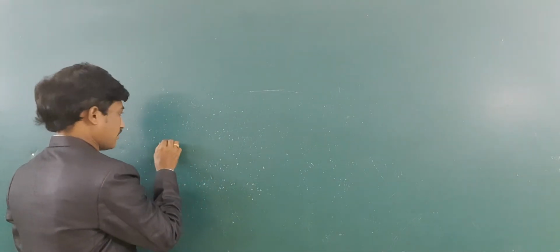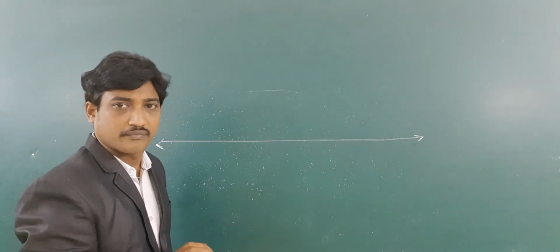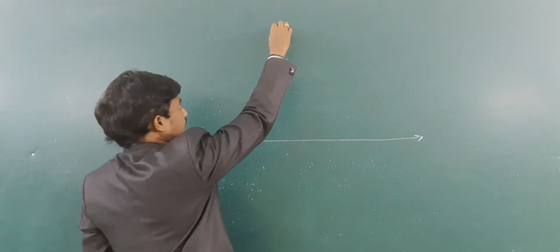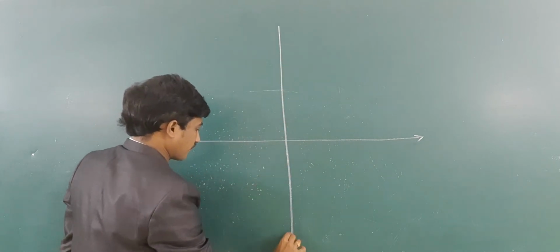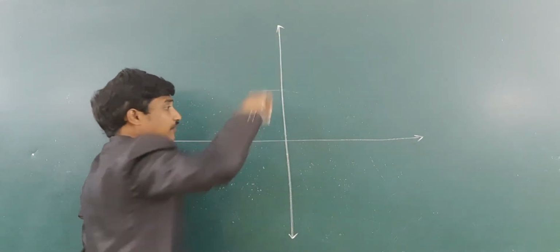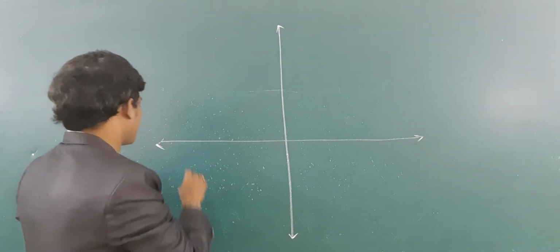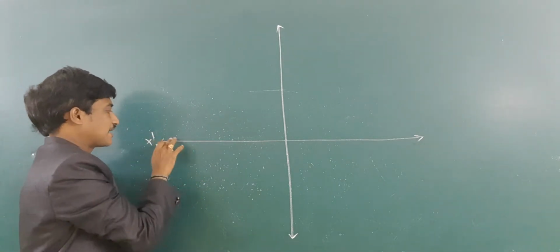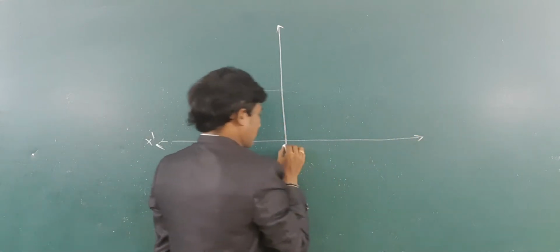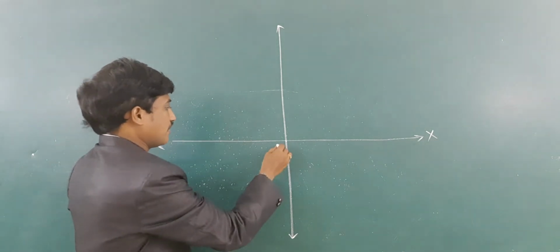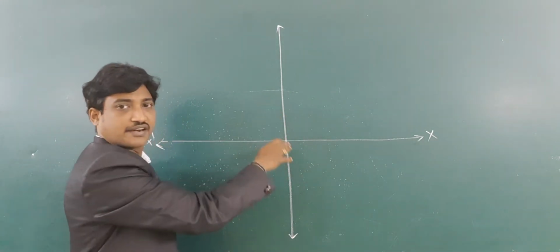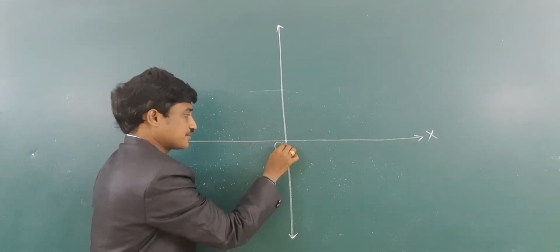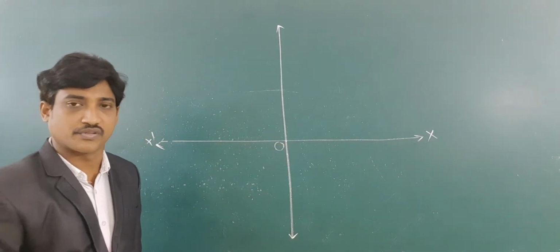I am drawing a horizontal reference line and a vertical reference line. The horizontal reference line is marked as X' O X. The intersecting point of the vertical reference line and the horizontal reference line is marked as origin O in the plane.